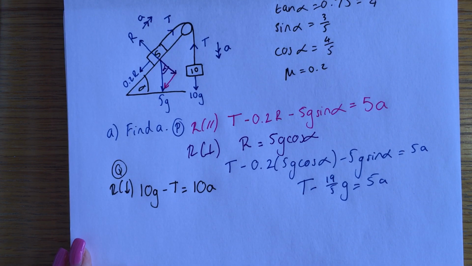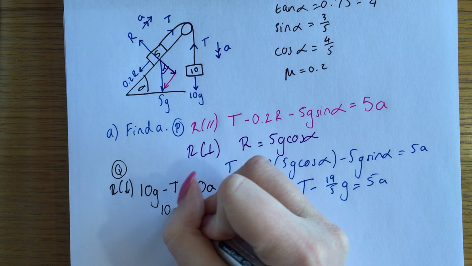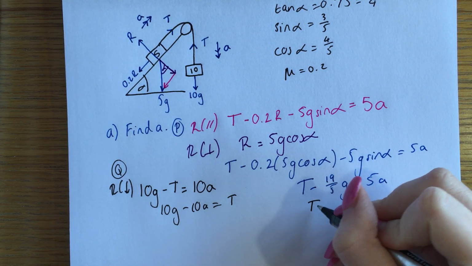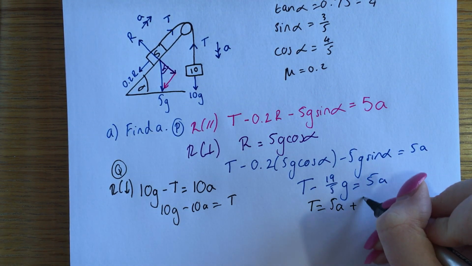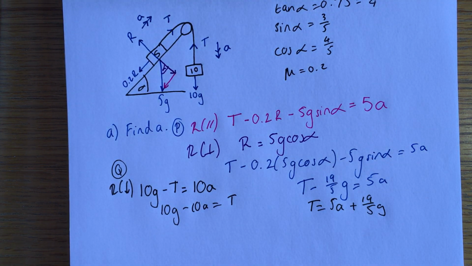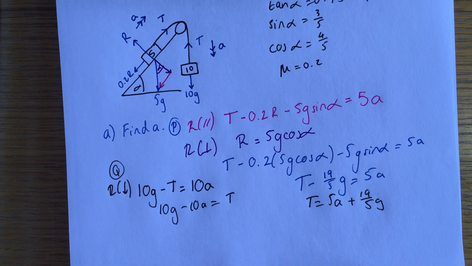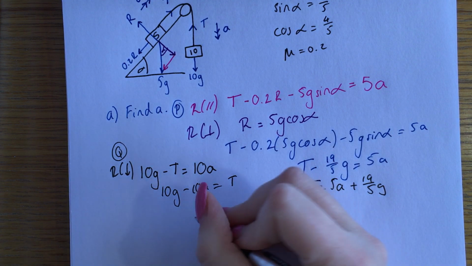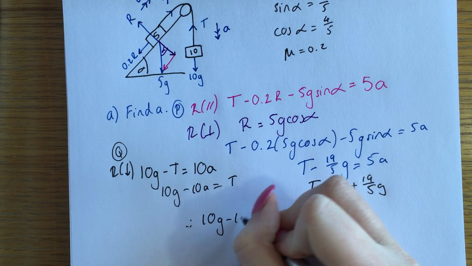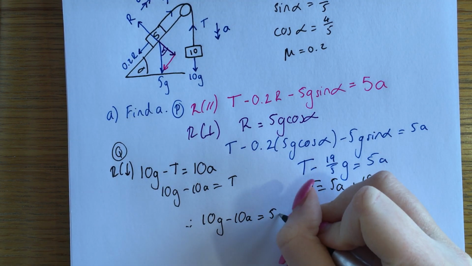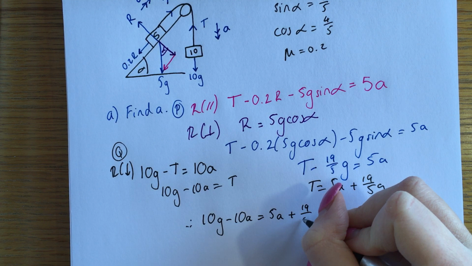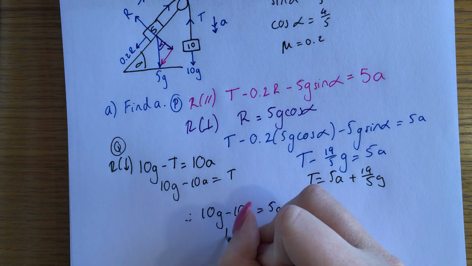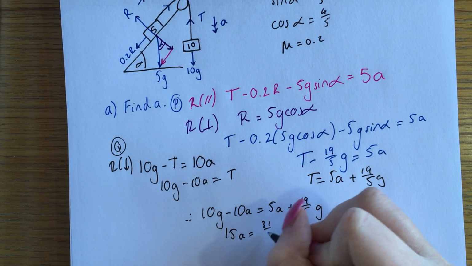So I'm just going to rearrange this to be 10G minus 10A equals T, and this to be T equals 5A plus 19/5 of G. So now I have two equations for tension, which eliminates tension and leaves me with only acceleration. So therefore 10G minus 10A must be equal to 5A plus 19/5 of G. So I end up with 15A is equal to 31/5 of G.